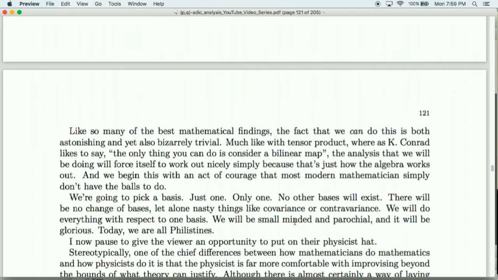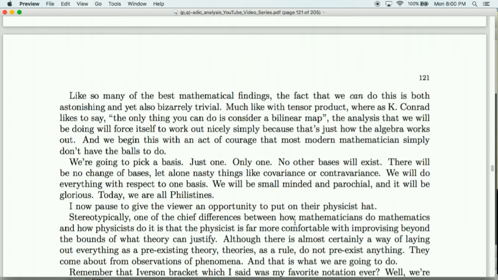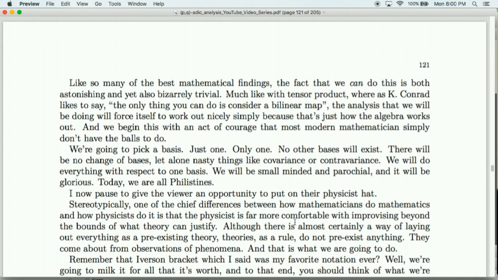So I will now pause to give the viewer an opportunity to put on their physicist hat. Is it on yet? Okay, good. So, stereotypically, one of the chief differences between how mathematicians do mathematics and how physicists do mathematics is that a physicist is far more comfortable with improvising beyond the bounds of what their theory can justify. Thus, for example, renormalization in quantum mechanics. The mathematics of it is completely goofy because it's integrals over a non-locally compact space, but they do it anyway, and it works, and so we just get on with our lives and wait for some enterprising PhD student to figure out what's actually going on.